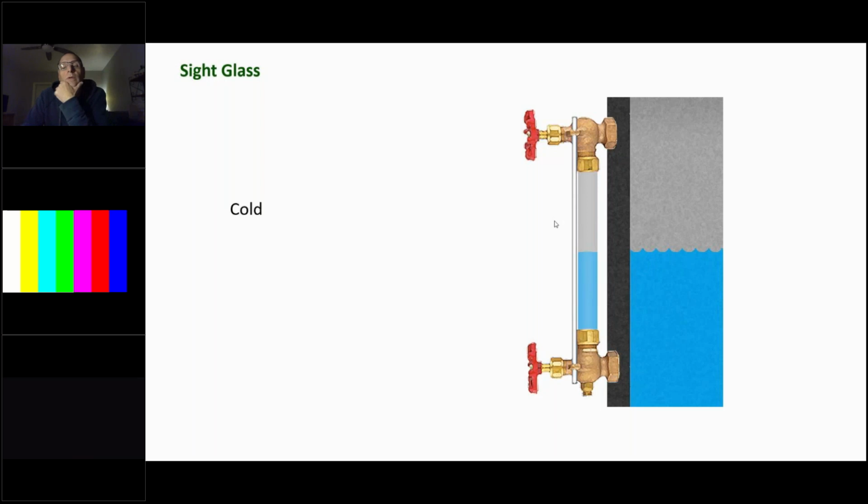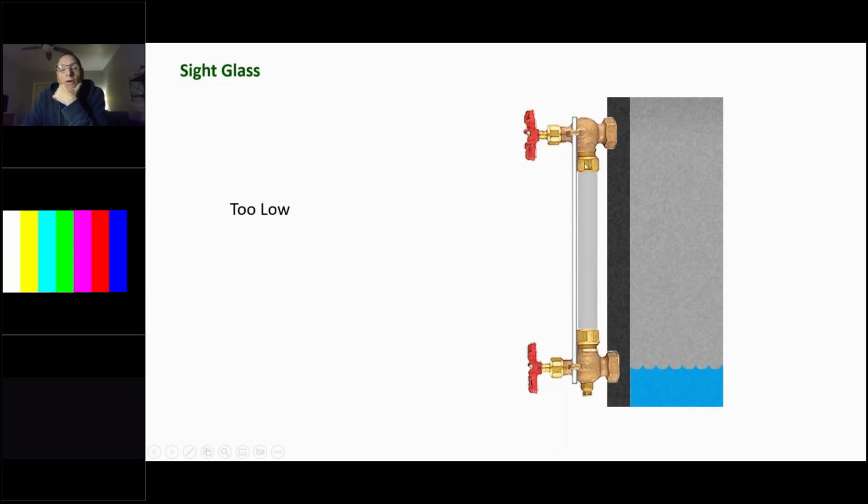And again, normal operating sight glass level when the boiler is turned off is usually about halfway up the sight glass. So we've got good clean water. We've got the sight glass. This is a cold sight glass, and this is what it should look like.